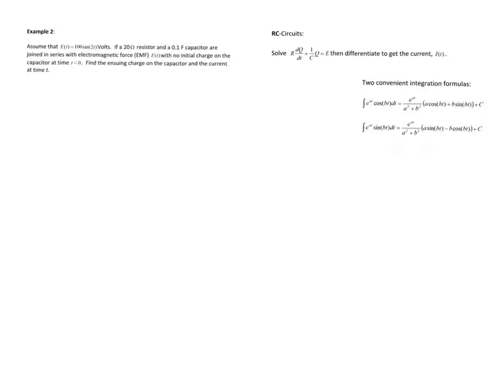Our R is 20 ohms, so we're going to first have that, and that's 20 ohms times Q prime, plus our capacitor, which is 0.1, so that's 1 over 0.1 times Q, and that's equal to our electromotive force, which this time is a generator. It's 100 times the sine of 2t.